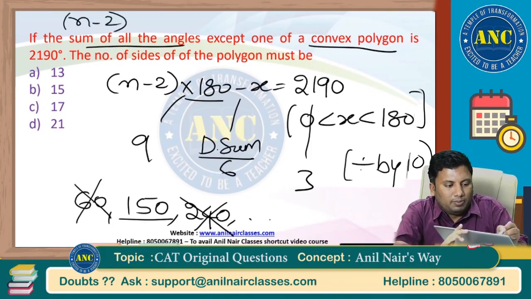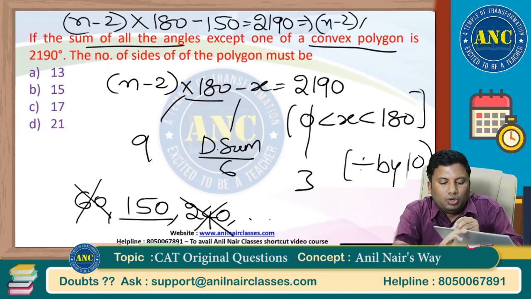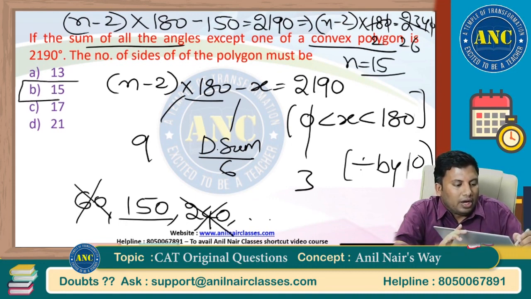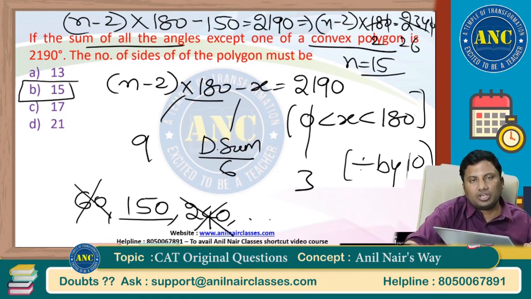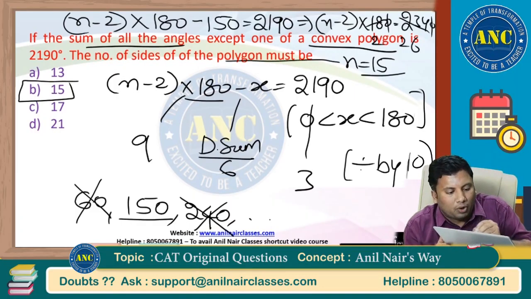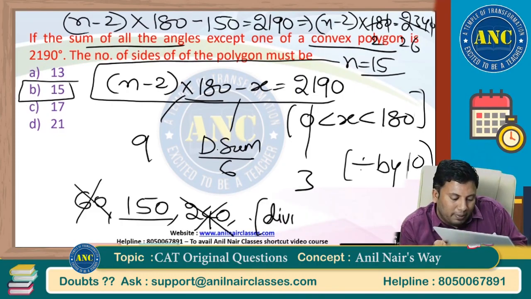150 is possible. (N minus 2) into 180 minus 150 equivalent to 2190. So (n minus 2) into 180 equivalent to 2340. 13 times 180 is 2340, so n is 15. I hope the second original CAT question can be solved very easily if you know the approach. I hope everybody understood the root cause of this problem and the previous problem. It should be divisible by 10.